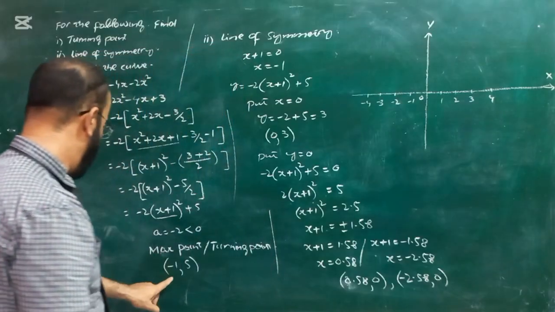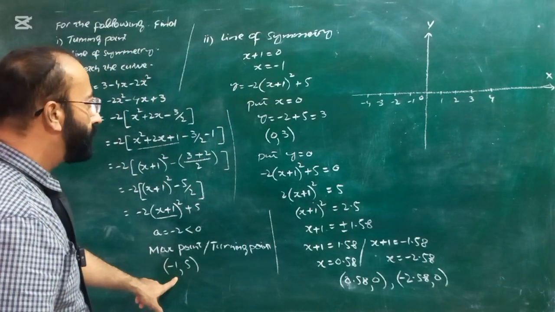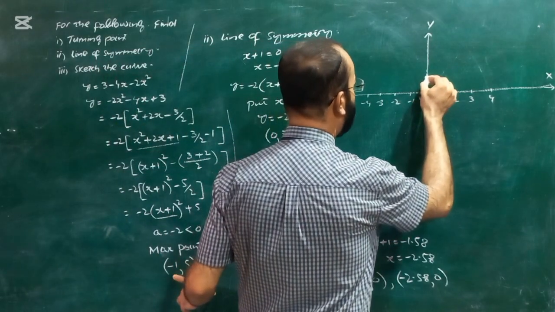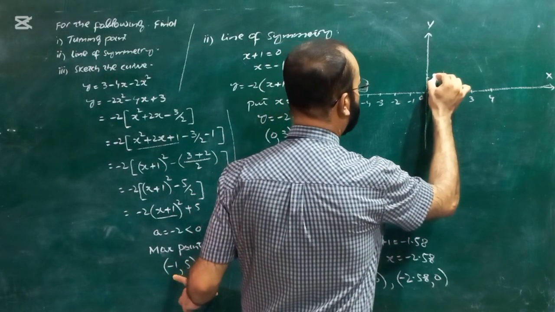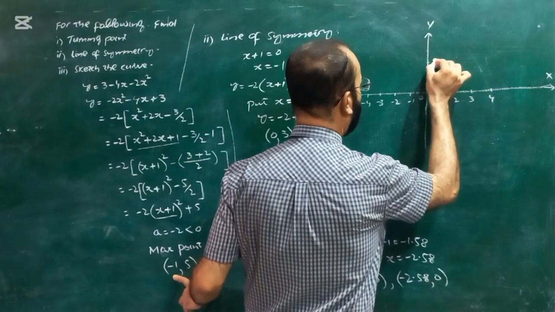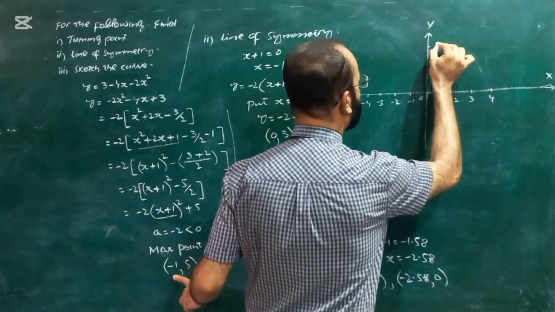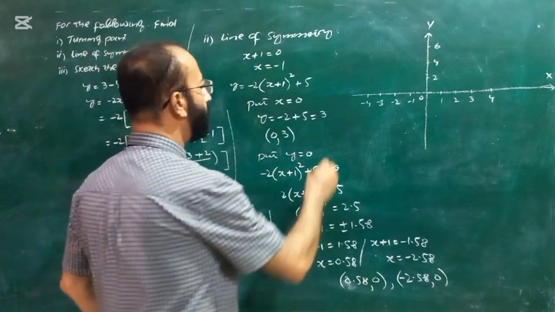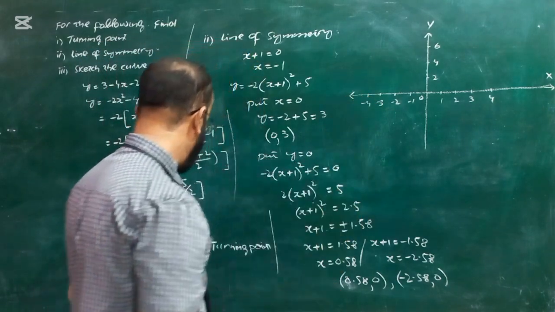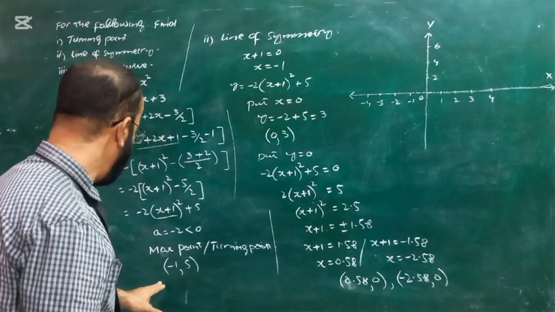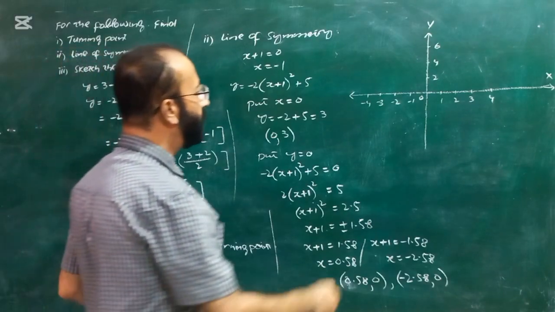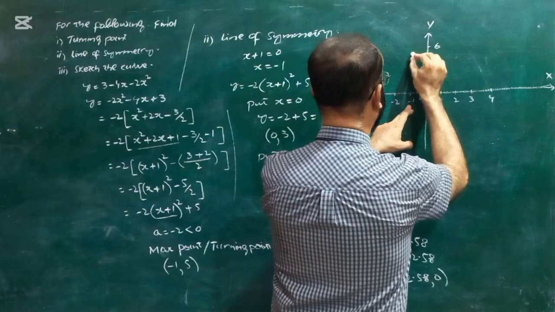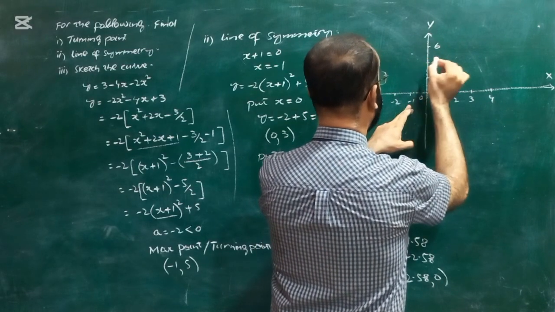And the turning point is minus 1 and 5. So 5. So it means take 2, 4 and 6. So this is the scale. Now we are going to plot the values. Turning point is minus 1 and 5. So here is minus 1 and here is 5. So this is the turning point.